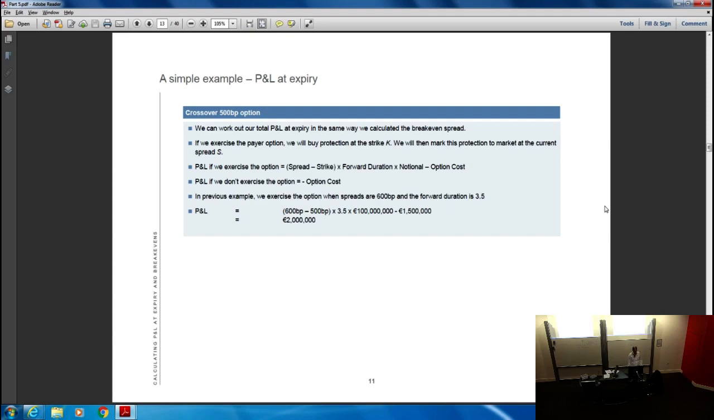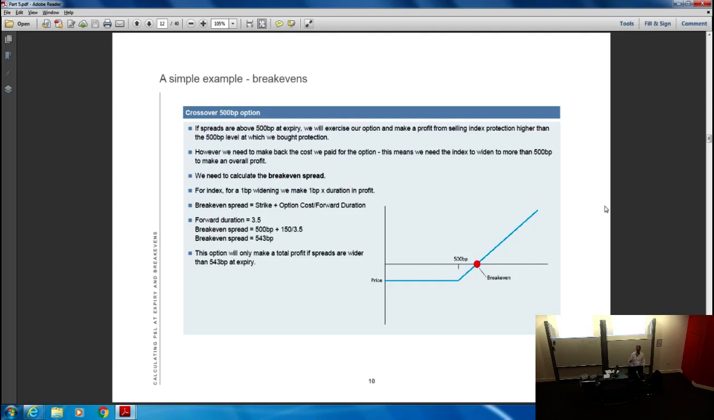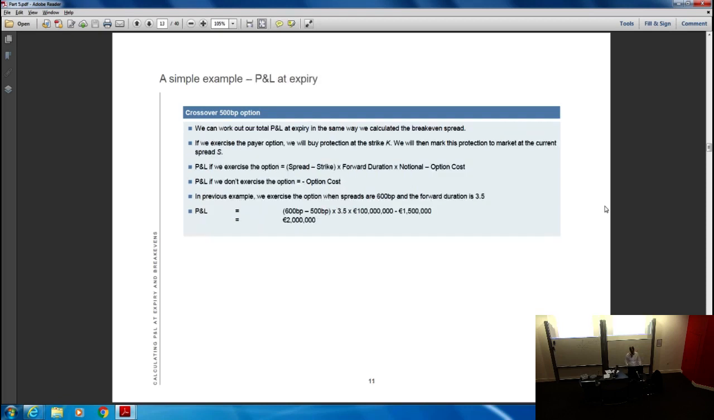So the key things to remember: what is the upfront in your option? It's the cost of the option in cents multiplied by the notional. What is your break even? Your break even is the strike plus or minus, depending on whether you're buying a payer or buying a receiver, or selling a payer or selling a receiver, the initial cost divided by the forward duration. And what is the P&L that you might make? Basically, the difference between where spreads eventually are on expiry minus the strike, times duration, times the notional, minus the initial cost of your option.